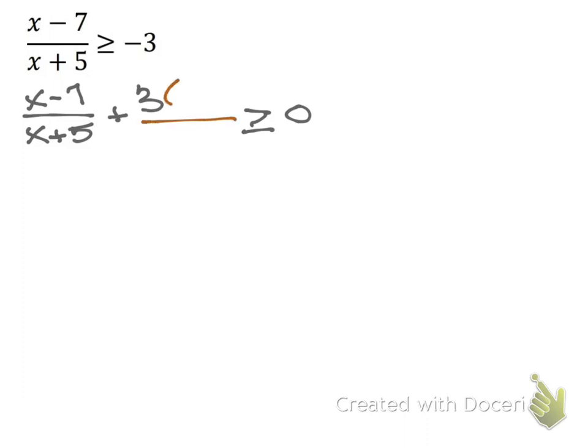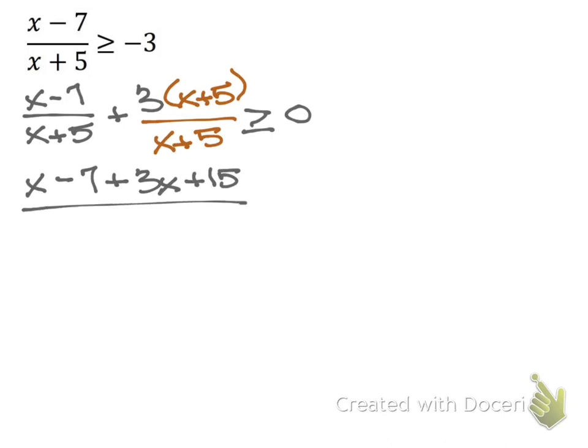Here we have another situation where we do not have a comparison with 0. We need to get one. (x - 7)/(x + 5) + 3 is greater than or equal to 0. Getting that common denominator, we have an x plus 5 in both the numerator and the denominator. Continuing, we have x minus 7 plus, if I distribute, 3x plus 15 all over x plus 5 greater than or equal to 0.